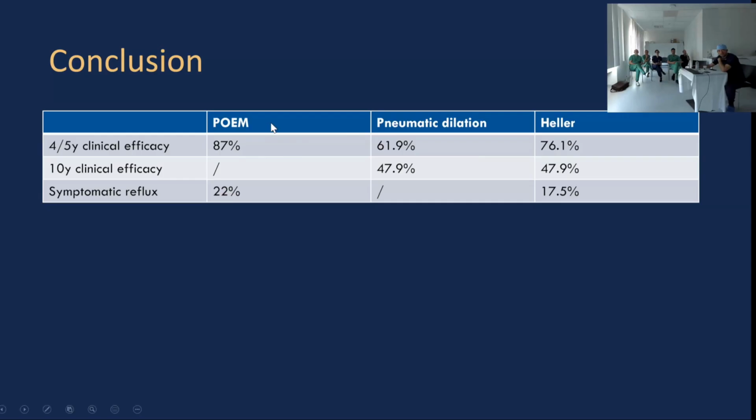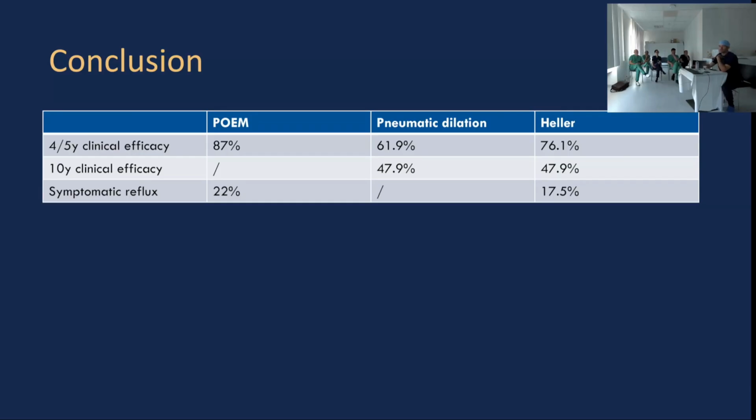This is now the best data for the efficacy of the 3 modalities. So POEM doesn't have 10-year clinical efficacy data yet. You may say, okay, well, that's the reason I won't use it. But just look at the efficacy of pneumatic dilatation versus either Heller myotomy or POEM, and it should not be used anymore. So in my practice, I am never using pneumatic dilatation to treat achalasia.